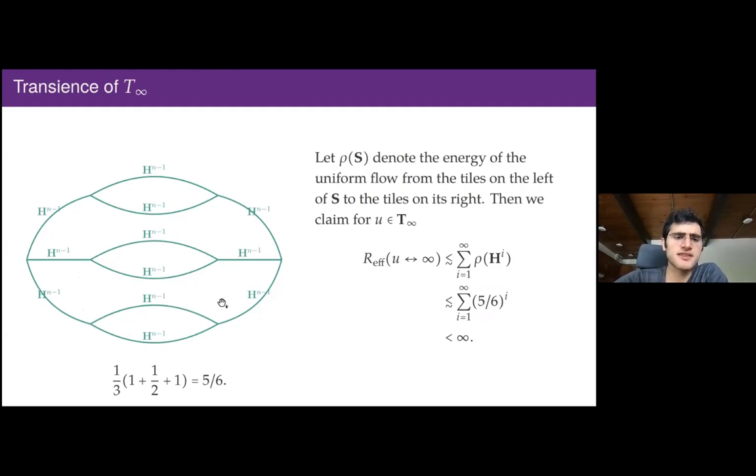And just note that the way we are saving here is because of this middle column. If it had just 3 copies of H^(n-1), same as the other columns, then what you would get is 1/3 times 1 plus 1 plus 1, which is 1, and you would not get anything sub-constant. You're basically saving because of this middle column. So this proves that to you. You can make this more precise, but that is basically the main idea.